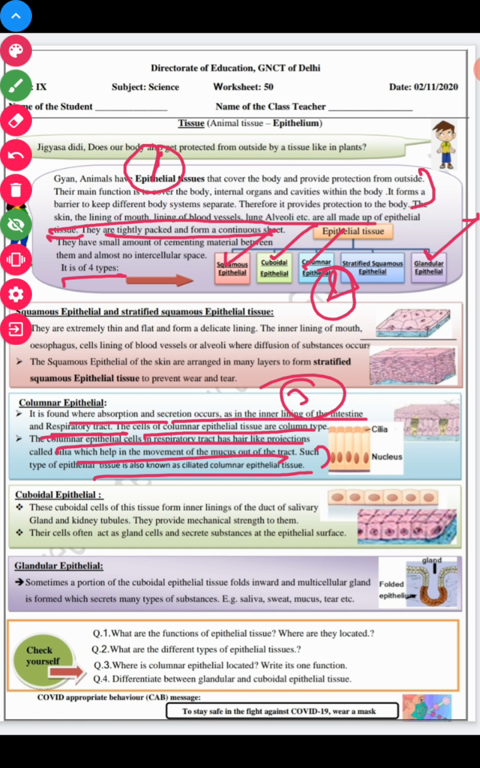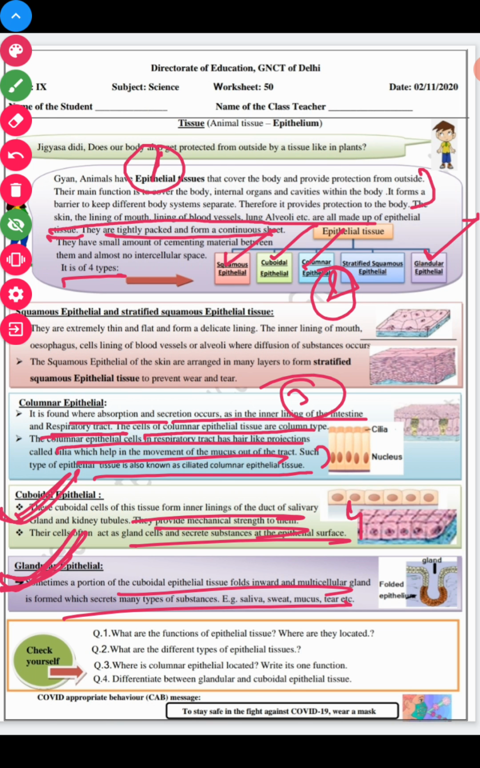Fourth, the difference between glandular and cuboidal. You have to write this in tabular form. This is the answer of your fourth question. So this is all about your today's worksheet. I hope you understand it.